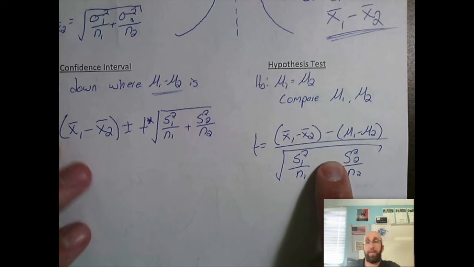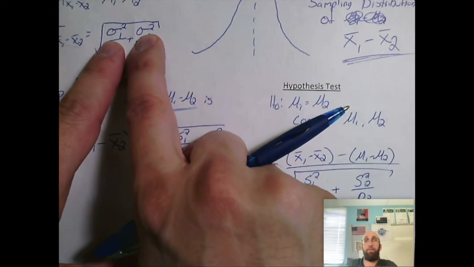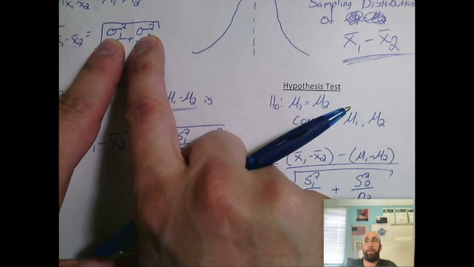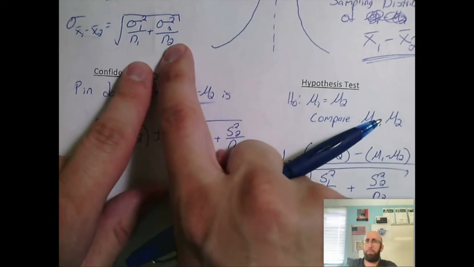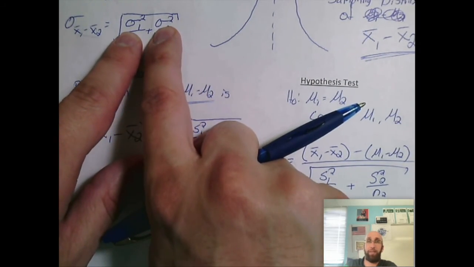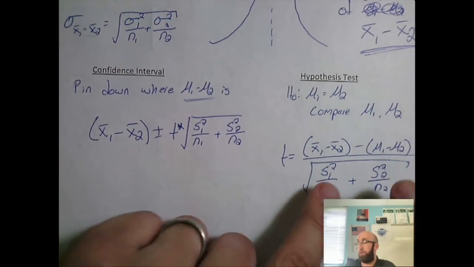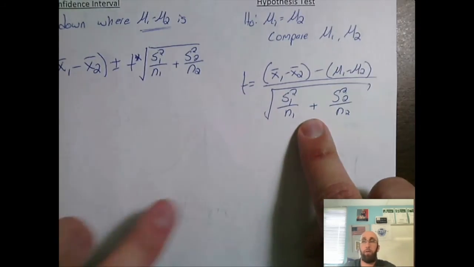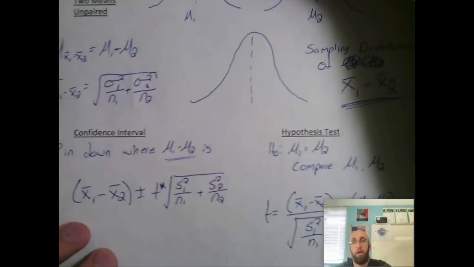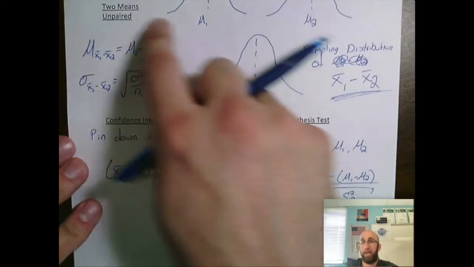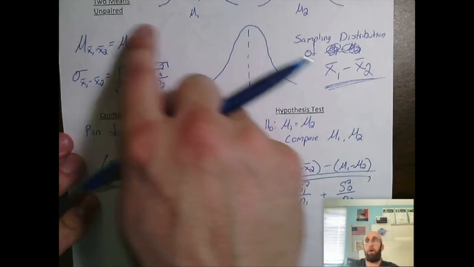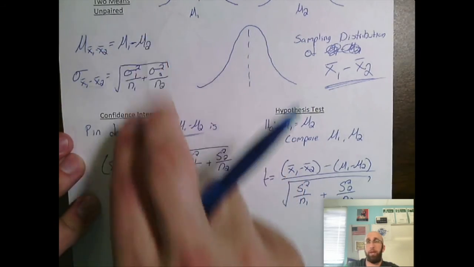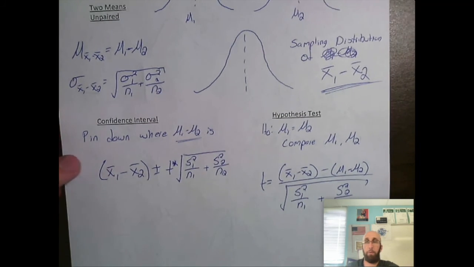Now, for the standard deviation, again, we're not going to have these sigmas. We're not going to have our population standard deviations, so what's a good substitute? Sample standard deviations. So we're going to have s1 squared divided by n1 plus s2 squared divided by n2. You can see this is what the AP formula sheet gives you, and you can see a lot of similarities of, okay, I understand where we went from here to these formulas. I can put them together.